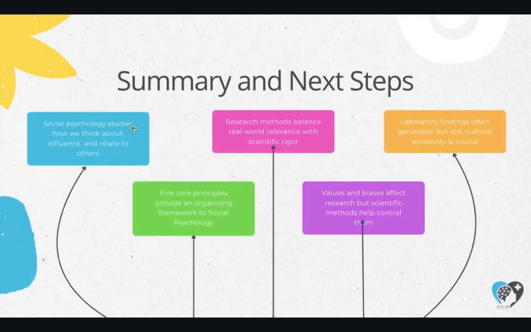And so, let me wrap up with our key takeaways. Social psychology studies how we think about, influence, and relate to others. And next, the 5 core principles provide an organizing framework for understanding human social behavior. Third takeaway is that research methods balance real-world relevance with scientific rigor. The fourth one is that values and biases affect research, but scientific methods help control for them. And the last one is that laboratory findings often generalize to real life, but cultural sensitivity remains crucial.